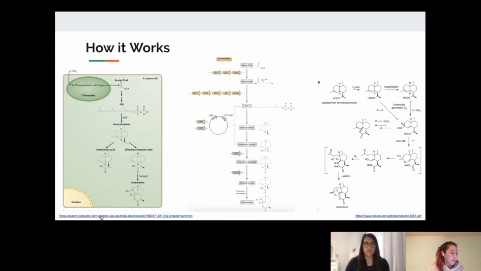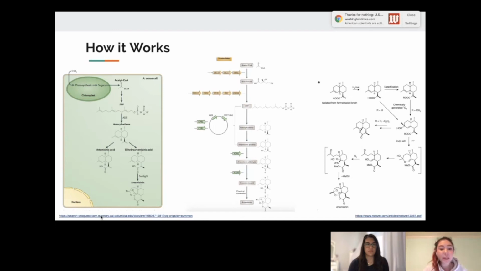So artemisinin is an isoprenoid molecule. Yeast is naturally able to produce isoprenoids because yeast has the mevalonate pathway. It indicates that it has the ability to produce the artemisinin precursor, artemisinic acid, because it has the ability to produce chemicals in the isoprenoid family. So in the middle diagram, we can see the pathway that Paddon and Keasling's yeast were engineered to have, which causes them to produce artemisinic acid.